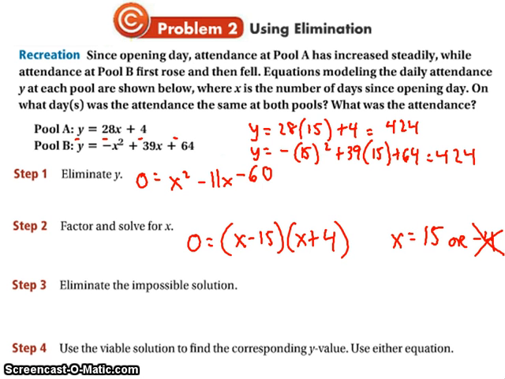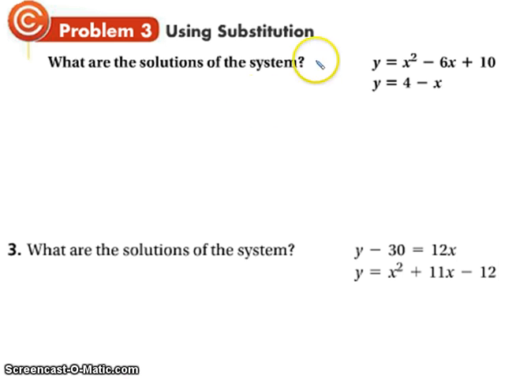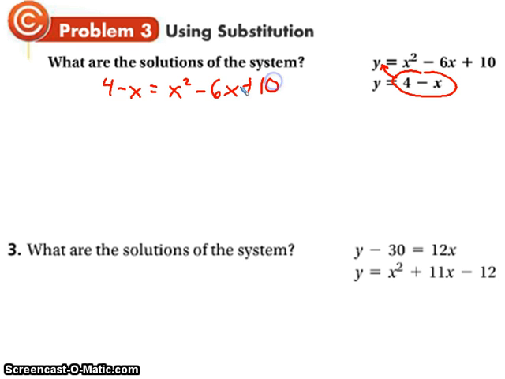Okay, moving on. Maybe not. Just kidding. Okay, substitution. Here we're going to take 4 minus x and plug it in. So we get 4 minus x is equal to x squared minus 6x plus 10. Notice this one's just a regular problem. So I'm going to move all of this over here. I'm going to get x squared. Nothing's going to happen to that.